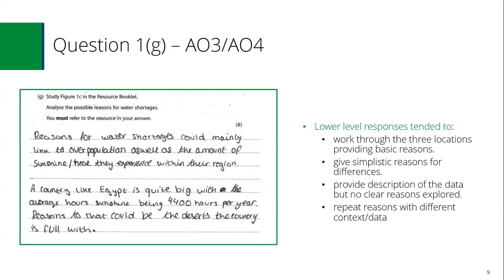And sometimes they would link these. So this says reasons for water shortages could mainly link to overpopulation. And you see that, could mainly link, as well as the amount of sunshine or heat they experience within the region. So again, it's not really well explained. We're not really sure what they're doing. A country like Egypt is quite big, with average sunshine hours being 4,400 per year. Reasons for that could be the deserts the country is full of. So again, you can see it's not fully explained, not fully developed, and therefore can't really access those main marks.